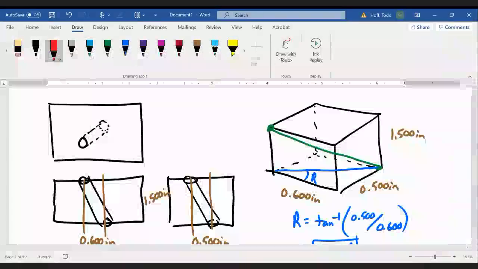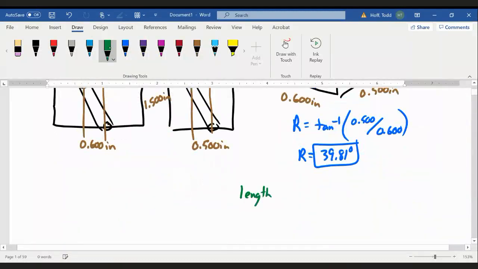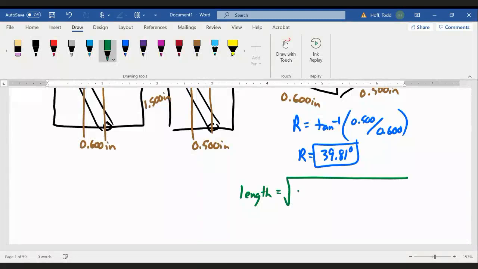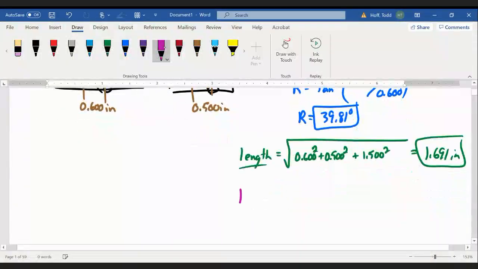Now my angle of tilt will be right here, but before I can find that, I have to have the length of my bore. Of course, that length is still just going to be the square root of 0.6 squared plus 0.5 squared plus 1.5 squared. That gives us 1.691 inches. So we've got the length of the bore. We can then quickly find our angle of tilt.